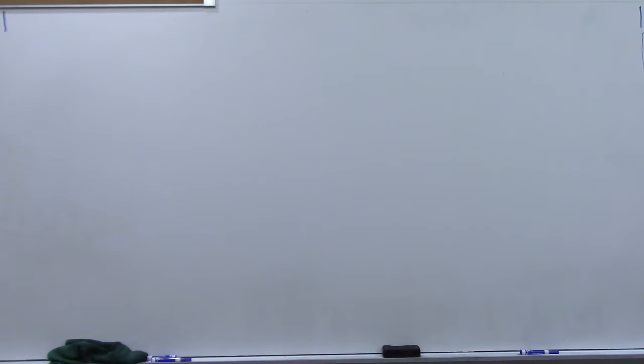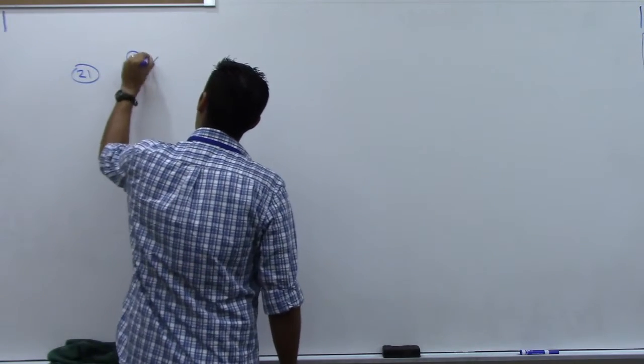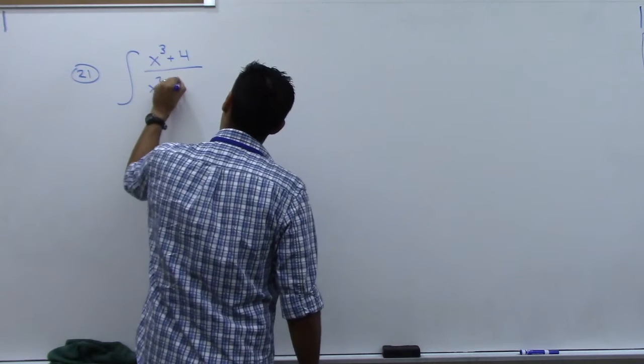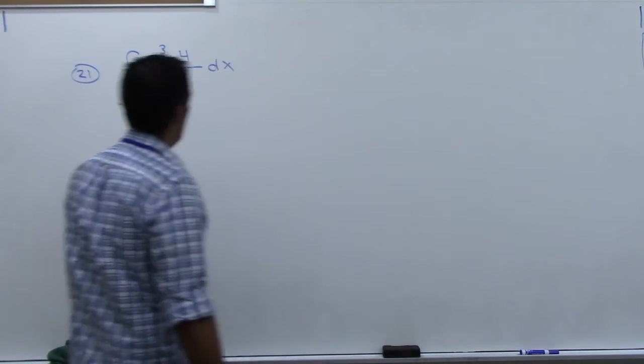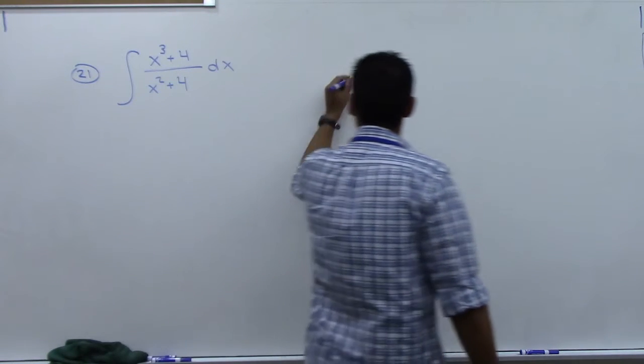Where am I? 21? x cubed plus 4 over x squared plus 4. All right, I notice we have polynomial over polynomial, the degree of the top is bigger than the bottom, so we're going to have to do long division first.